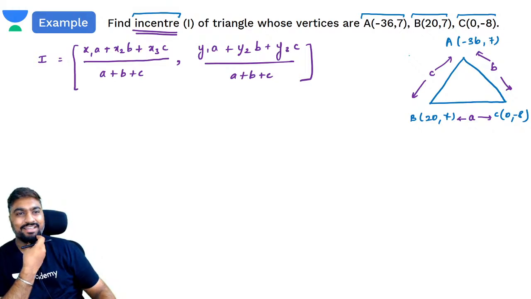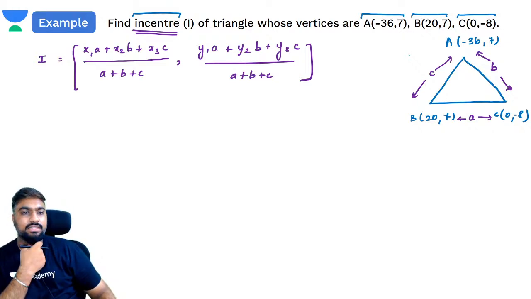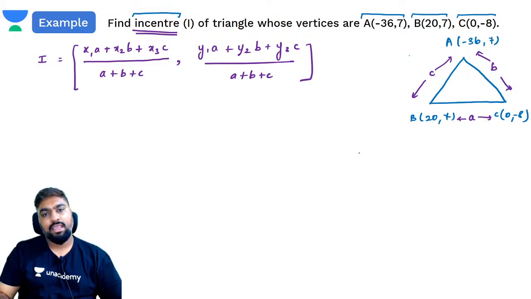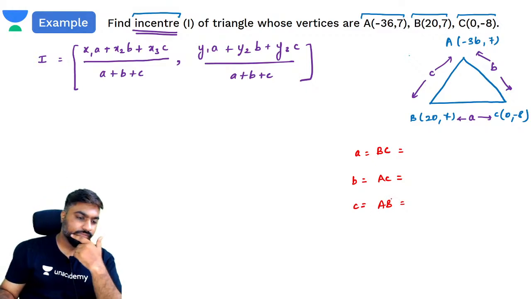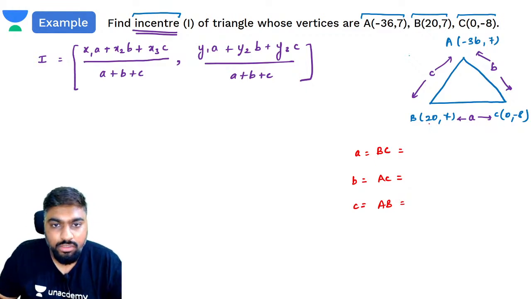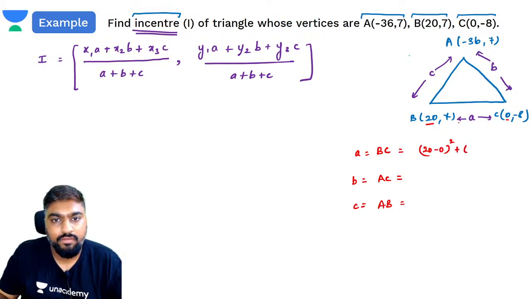राइट रवि, एनी टाइम. बताओ आंसर अभी. पहले जो है साइड्स आइडेंटिफाई करो. a इज नथिंग बट द डिस्टेंस बिटवीन द पॉइंट्स BC, इसका निकालो. b इज नथिंग बट द डिस्टेंस बिटवीन द पॉइंट्स AC, फाइंड दैट आउट. c इज द डिस्टेंस बिटवीन द पॉइंट्स A and B. How do you find out the distance between them? If you want to find BC, then what do you do? 20 minus 0 the whole square plus 7 minus of minus 8, that is 7 plus 8 the whole square का under root, correct?